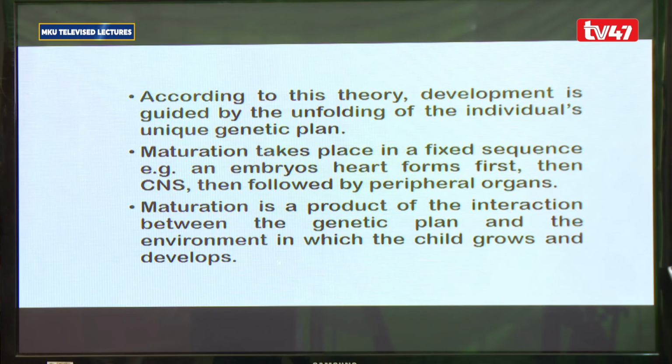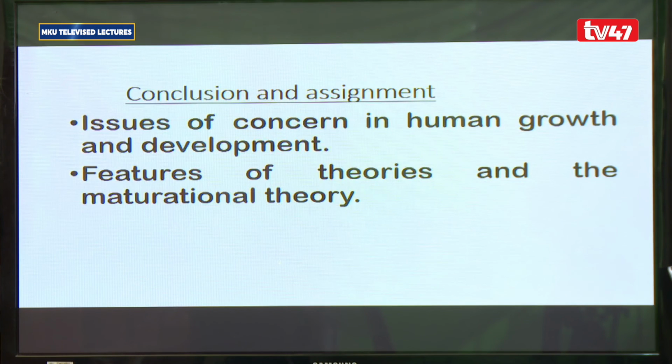And according to the theorist, maturation is a product of the interaction between the genetic plan and the environment within which that individual grows and develops. And that is basically the theory of maturation made simple. There are principles of that theory, which I would want you to read about. But for you to understand maturation, we just want to see the genetically determined characteristics simply unfolding. So you might wonder, what is it that makes this plan unfold?